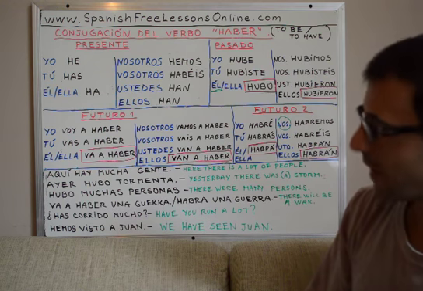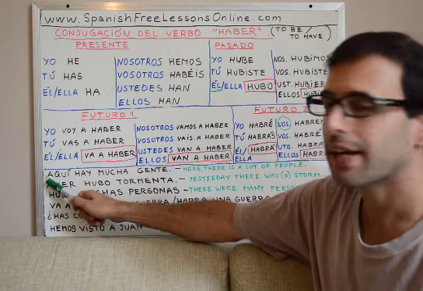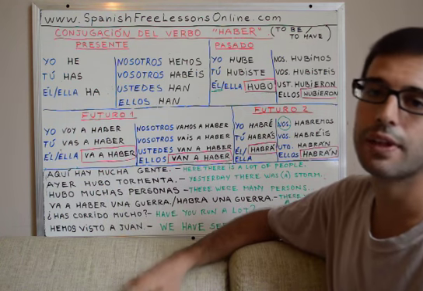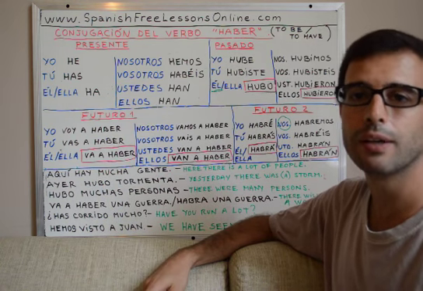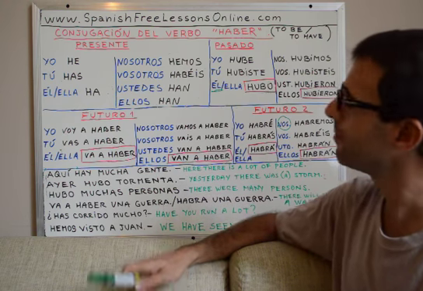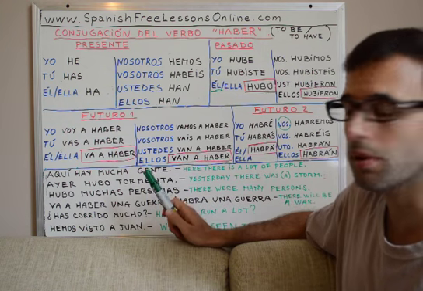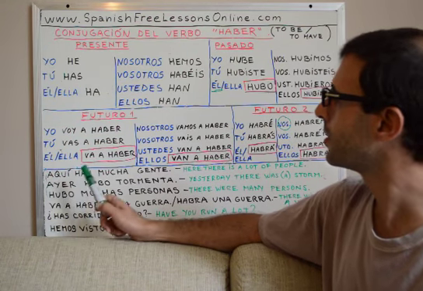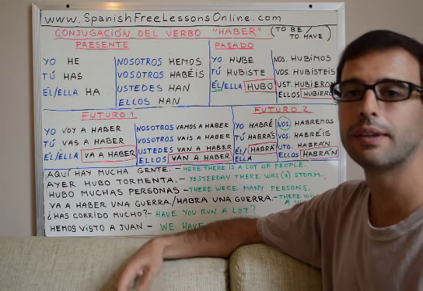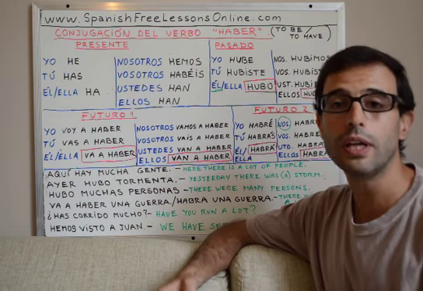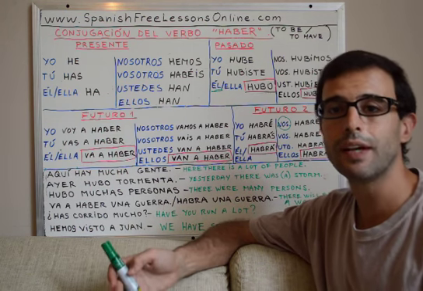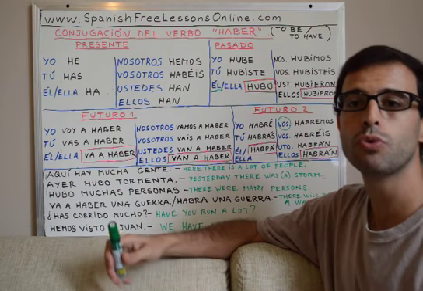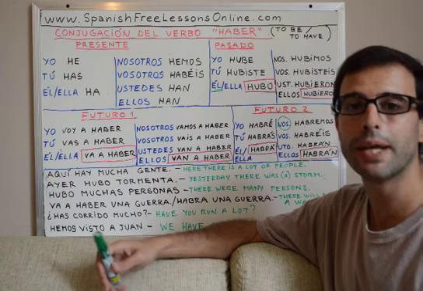So let's take a look at the first one. We have aquí hay mucha gente. Aquí hay mucha gente. Gente means people. Aquí means here, right? Mucha means plenty. If you remember when we spoke about plenty and many, right? Mucha is plenty, muchas would be many.